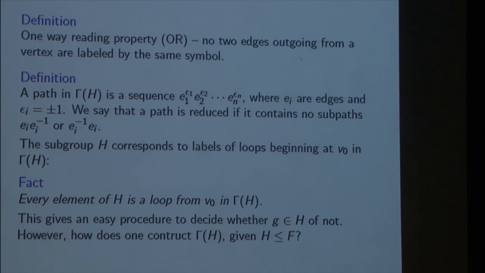This is just from graph theory. A path is a sequence of edges with exponents plus or minus 1, and we say that a path is reduced if it contains no backtracking subpath. In this graph, reduced paths are labeled by reduced words. So every element of H is a loop in this Stallings graph. This gives an easy procedure to solve the membership problem: given an element, decide if it belongs to the subgroup. We just have to see whether it is accepted by this automaton, whether we can read it as the label of a loop beginning at H.